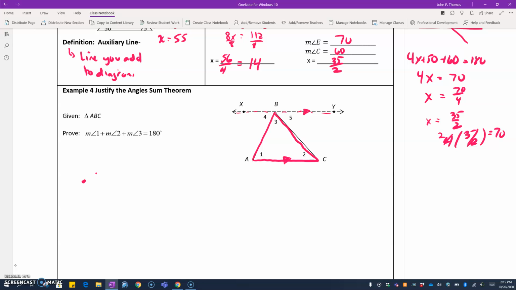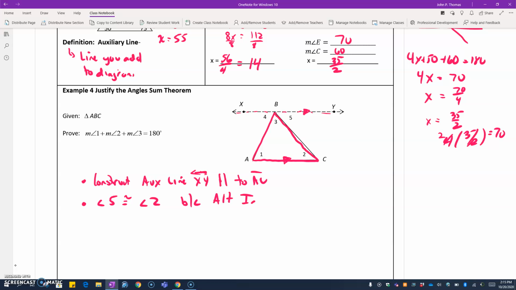All right, so first thing we did is we constructed auxiliary line XY parallel to side AC. All right, so now we could say that angle 5 and angle 2 are congruent, all right, because we have alternate interior angles. We could also, with the same argument, say angle 1 is congruent to angle 4 because of alternate interior angles.